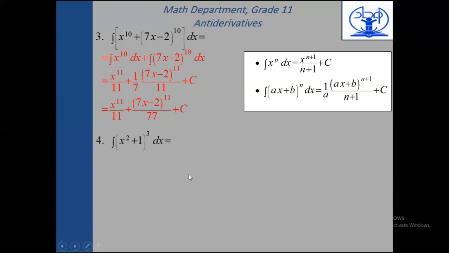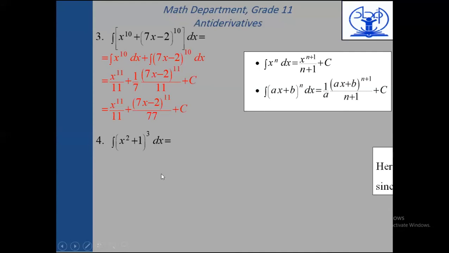plus c. One of the common mistakes, one of the misuses of this formula: whenever students see u to the n, they will say that the answer will be (x² + 1)^4 over 4 times whatever. This is incorrect. And you can test your answer by differentiating it. You won't get (x² + 1)^3. x² + 1 is not a linear expression, and consequently, you cannot apply this rule here.